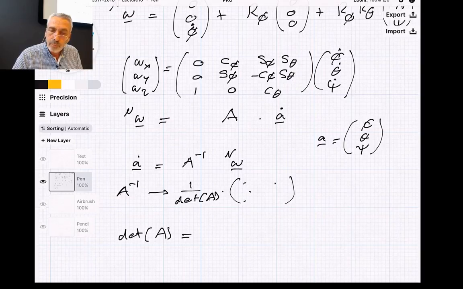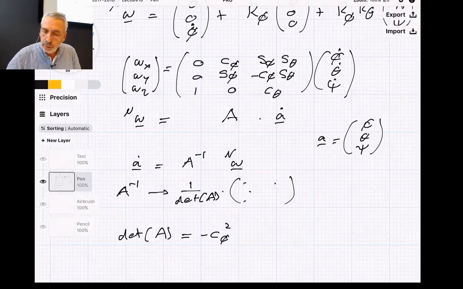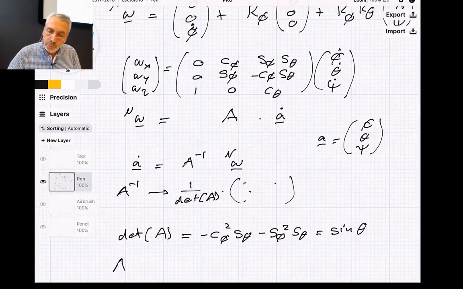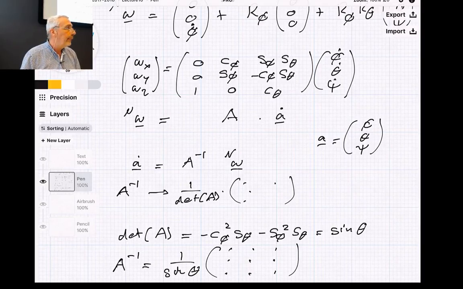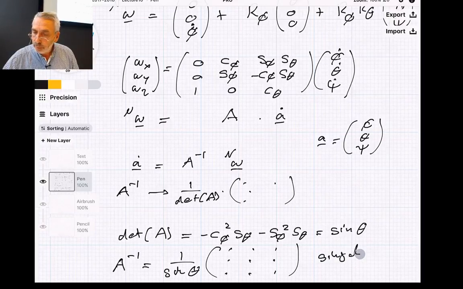So that's minus cosine phi squared times sine theta. And then minus this one, and that's minus sine phi squared sine theta. So that's sine theta. So the inverse of the matrix is 1 over sine theta times a number of entries. 1, 2, 3, 4, 5, 6, 7, 9 entries. When is this singular? When can we not find the inverse? When theta is 0. So singular when theta is 0 plus or minus k pi, right?